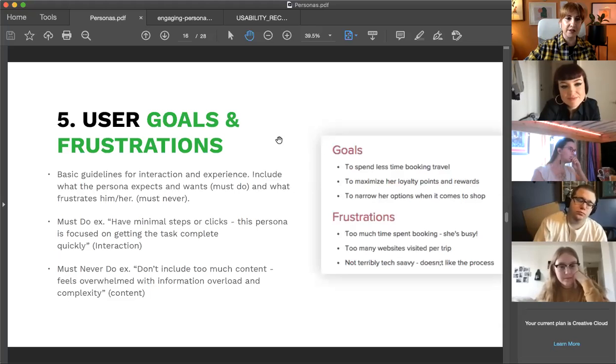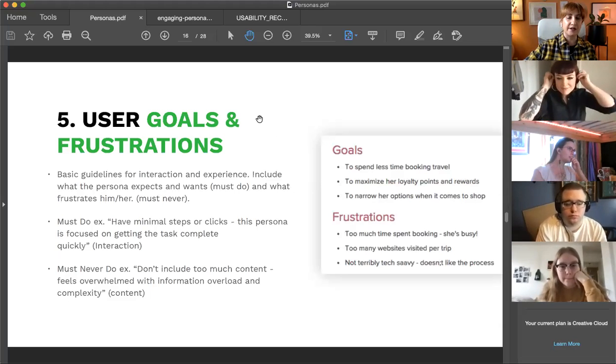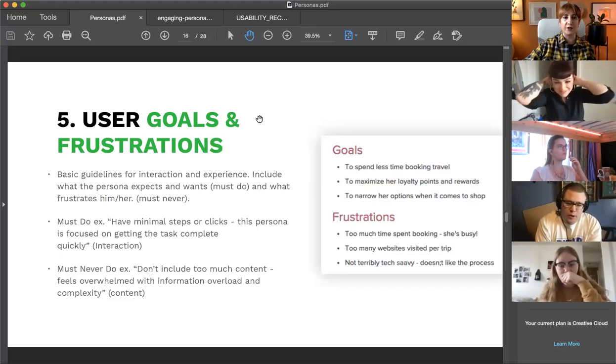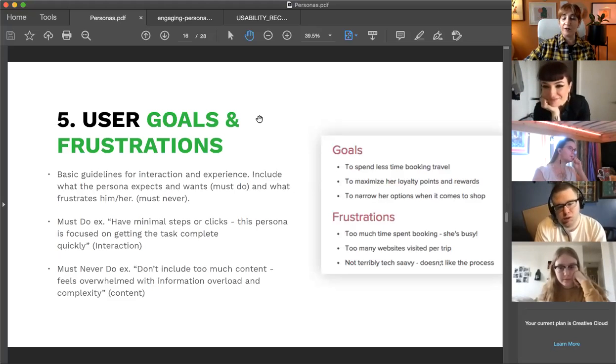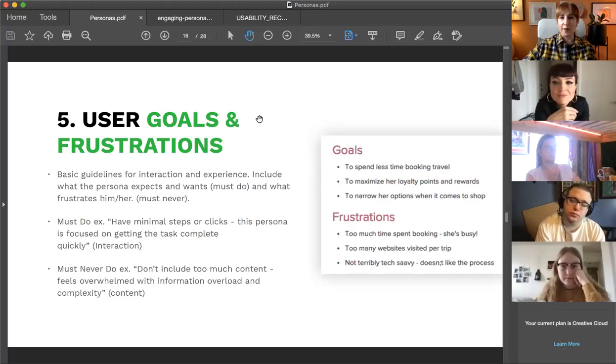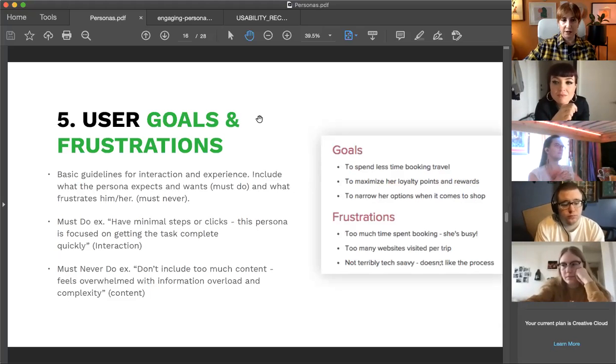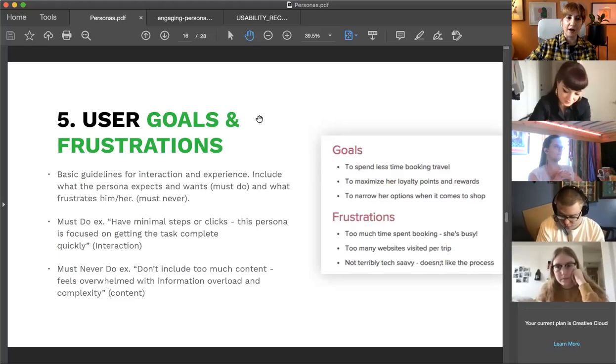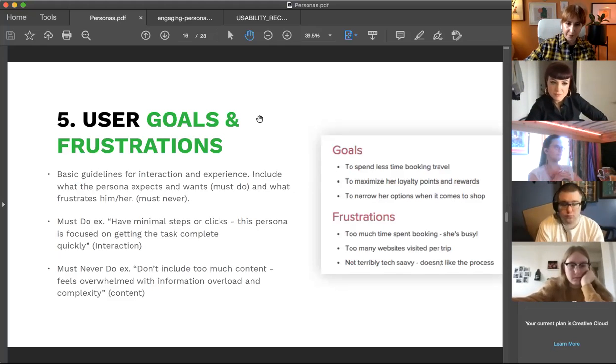User goals and frustrations. Basic guidelines for interaction and experience include what the persona expects and wants, and what frustrates that person. Must do, for example, have minimal steps or clicks. So maybe someone's like, listen, man, I work so much, I don't have time to click around and navigate. My goal is to just do this as quickly and painlessly as possible. So this person is focused on getting tasks done quickly. Must never do, for example: don't include too much context, so they don't feel overwhelmed by information overload and complexity.